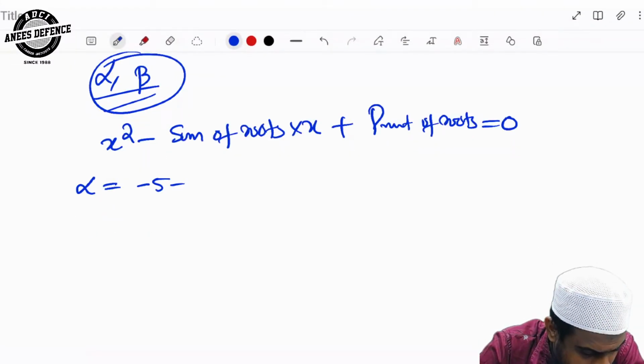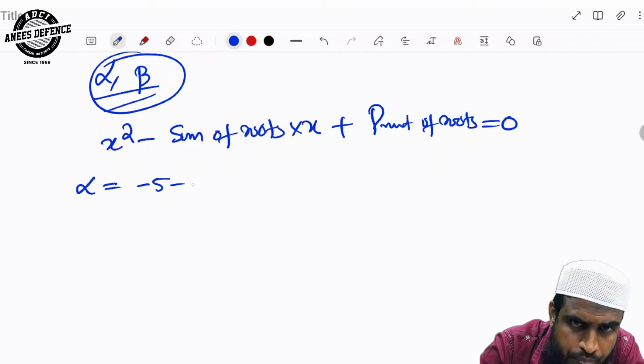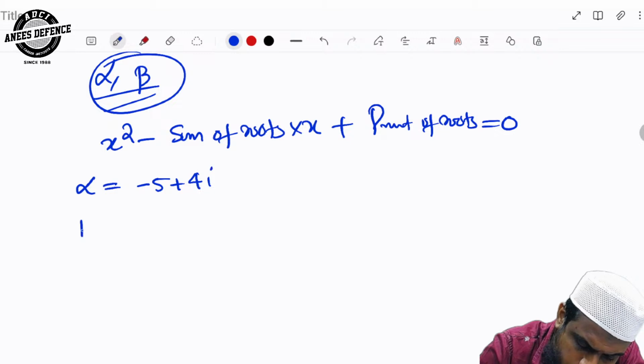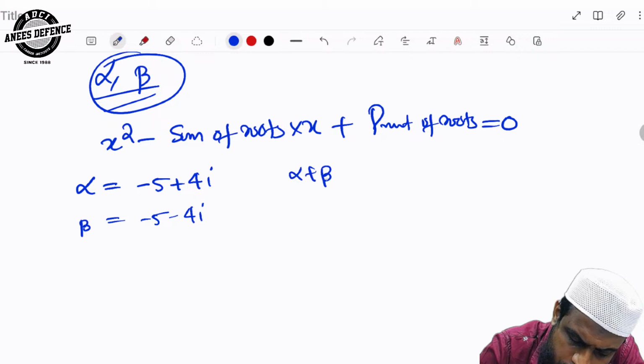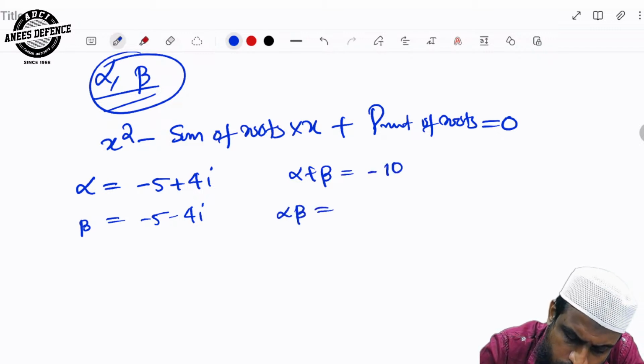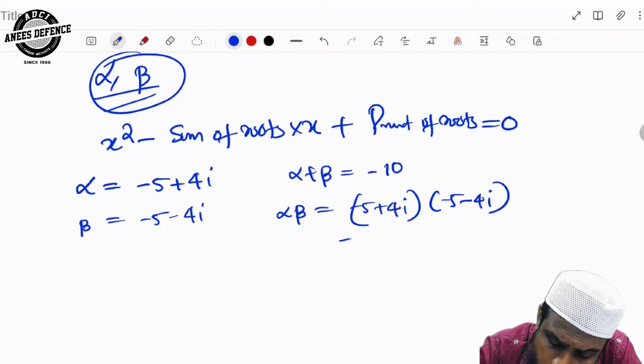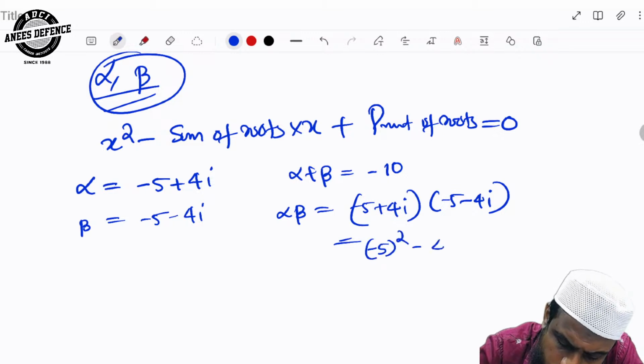So alpha is minus 5 plus 4i. Beta is the conjugate, minus 5 minus 4i. So alpha plus beta can be written as minus 10. Alpha beta is minus 5 plus 4i into minus 5 minus 4i. You have to apply the formula a plus b into a minus b. So minus 5 the whole square minus 4i the whole square.